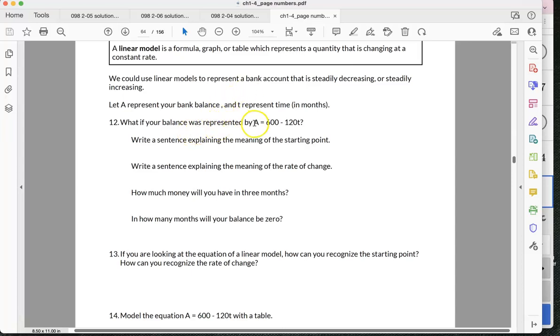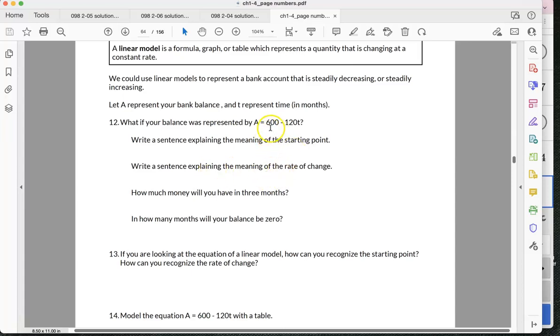I am now just going to give you the formula and let you interpret what all of these pieces mean. A represents your bank balance and t represents time. What is the starting point? What is the rate of change? So you look at this formula, it's a very compact representation of a bank account story.